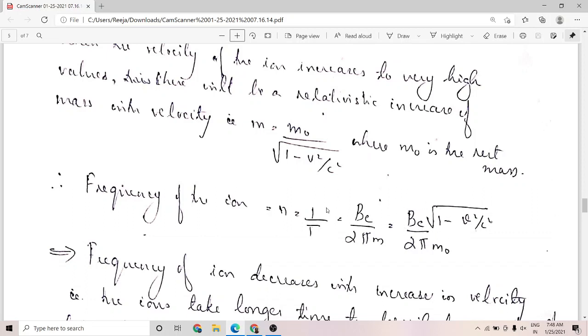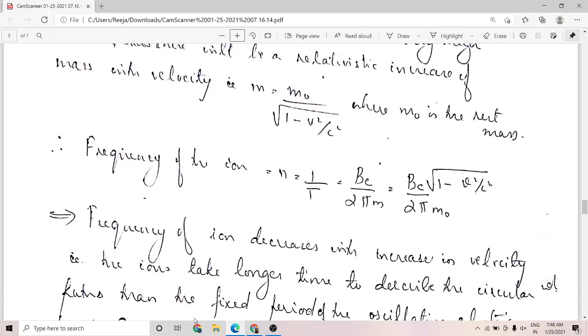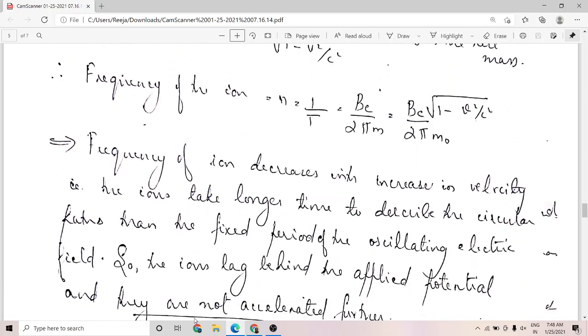That is, the frequency of the ion decreases with increase in velocity. As the velocity goes on increasing, the frequency of the ion goes on decreasing. That is, v becomes a higher value, so that 1 minus this becomes a smaller value. So you are multiplying with a smaller value, and the value of n goes on decreasing. So as the velocity increases, the frequency of the ion decreases.